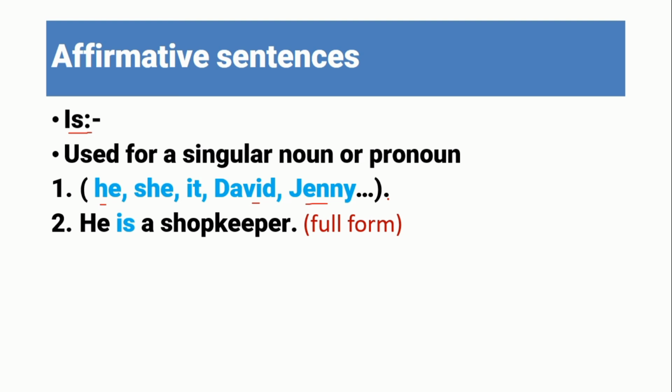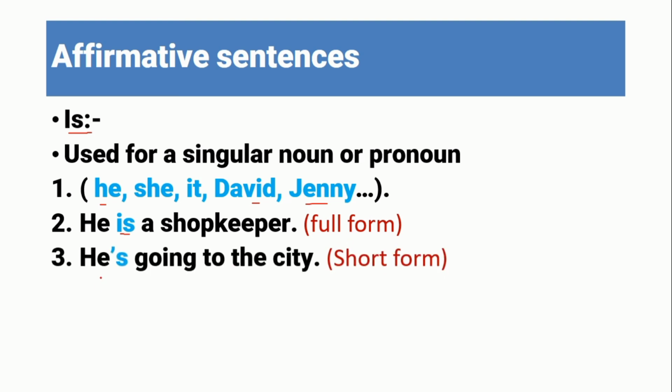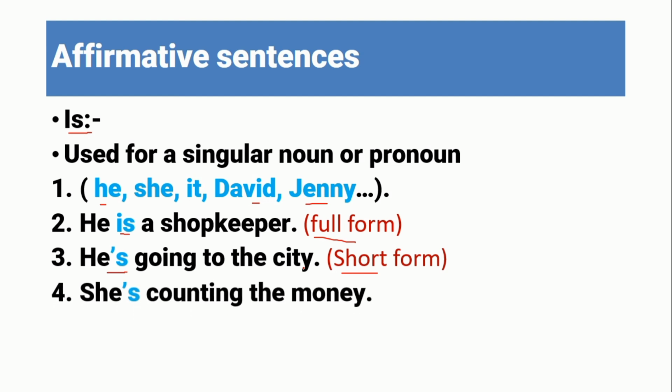Like here we have an example. He is a shopkeeper. It's the full form. Number three, he is going to the city. It is also our short form, and we have the full form and the short form. Through this lecture, you will understand the short and the full form also, and which is more common. She is counting the money. It is working.